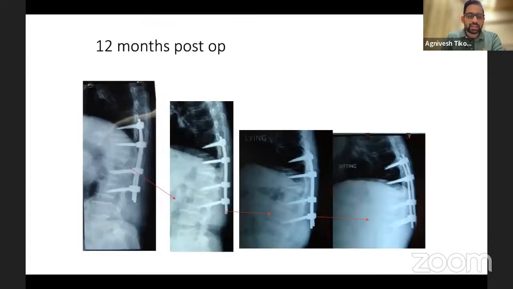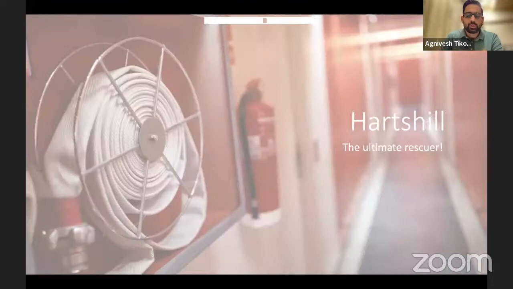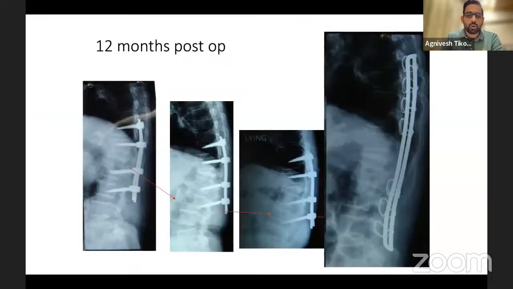And last, the worst case scenario, when everything fails, your screws are backing out, there is nothing what you can do because the bones are so osteoporotic. Your rescuer comes as the heart shield, which is the old age technique of sublaminar wiring, because these wires have got better hold and they can help the bone collapse in a more controlled way.